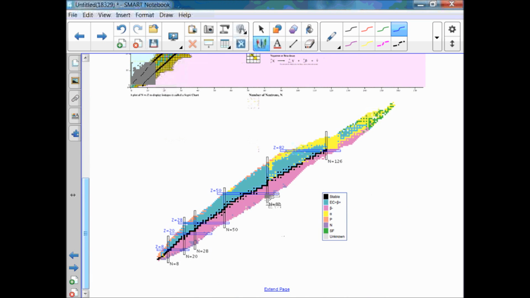Talk about that. So again, this EC here, what do you think that stands for? Positron? No, that's E plus. What's beside it? EC. So the blue in this area of the graph represents either electron capture or positron decay.